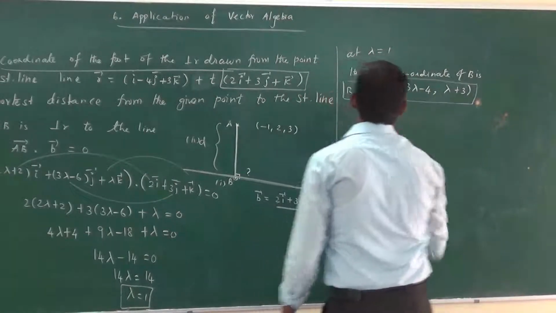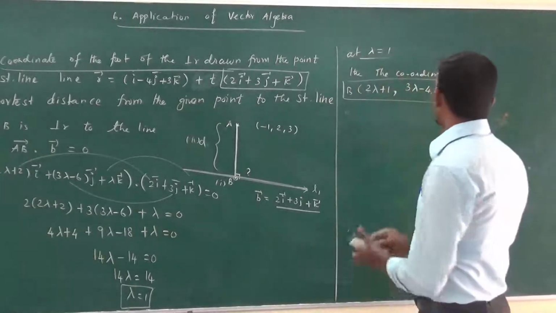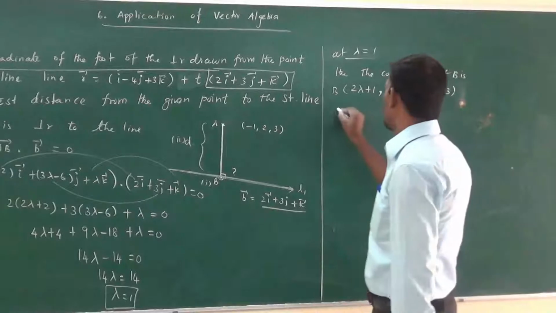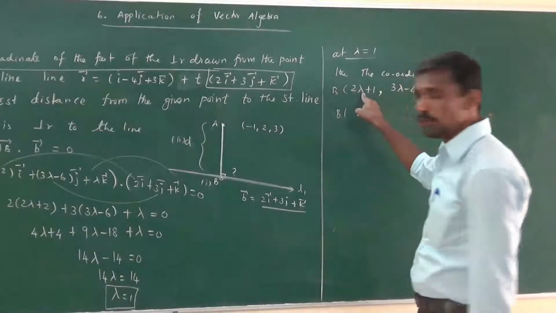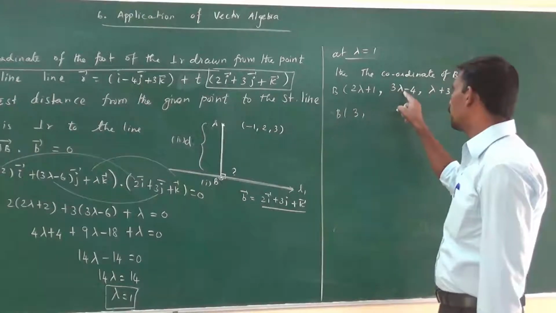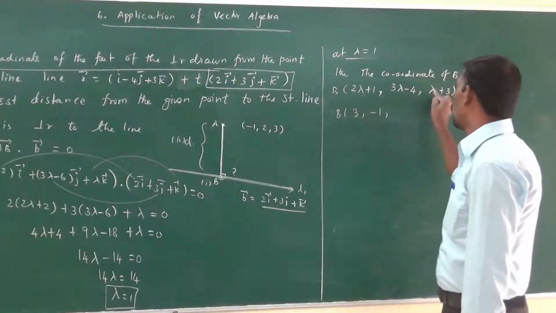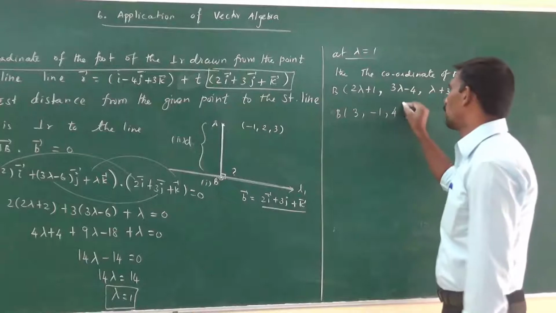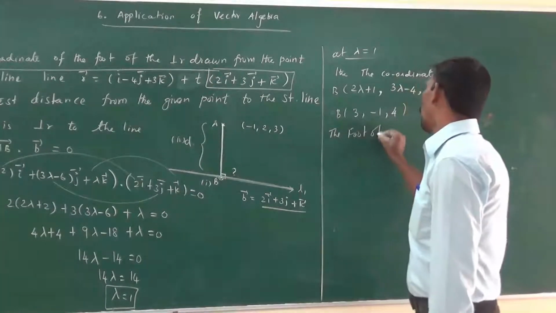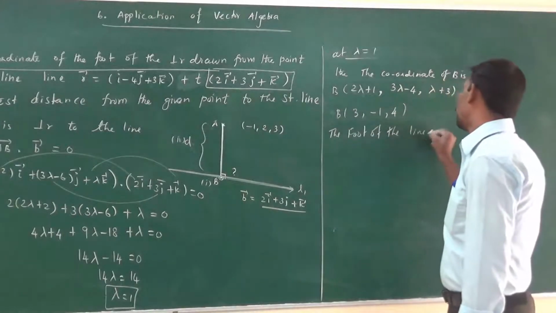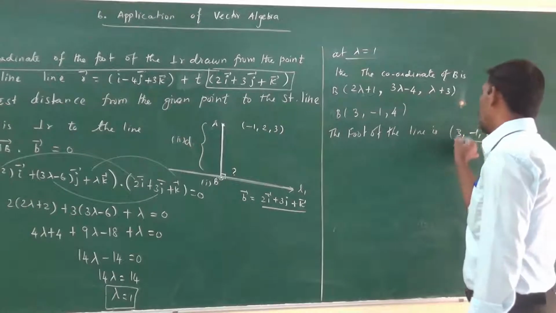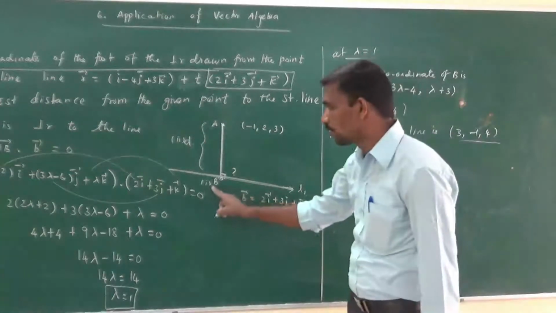At lambda is equal to 1, the b becomes: 2 into 1, 2. Okay? So 2 plus 1, 3. 3 into 1, 3. 3 minus 4, minus 1. Here 1. 1 plus 3, 4. So the foot of the perpendicular, the foot on the line, is (3, minus 1, 4). This is the first question about point B.